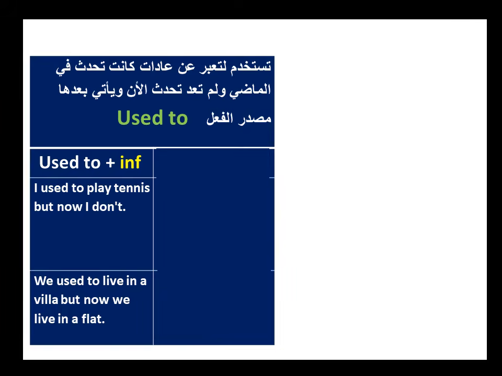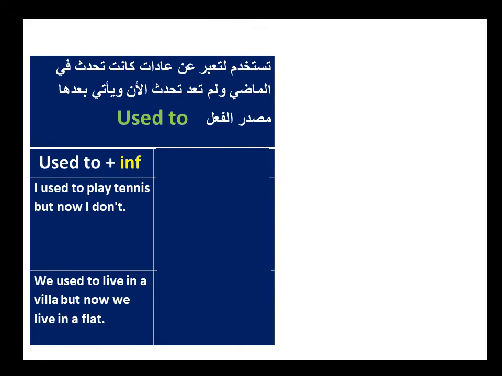Now we have another grammar point, which is used to. We use used to when we talk about habits that I was doing in the past, but now I stopped doing them. Used to. I used to play tennis, but now I don't. We used to live in a villa, but now we live in a flat.